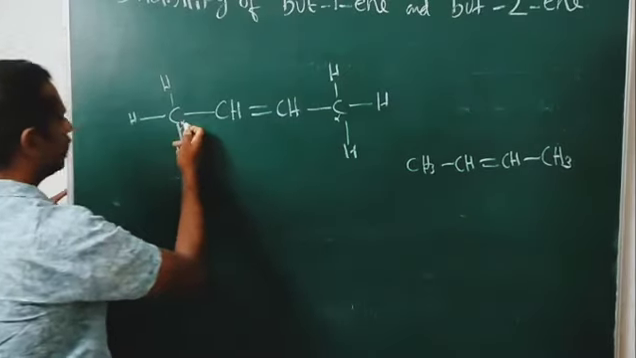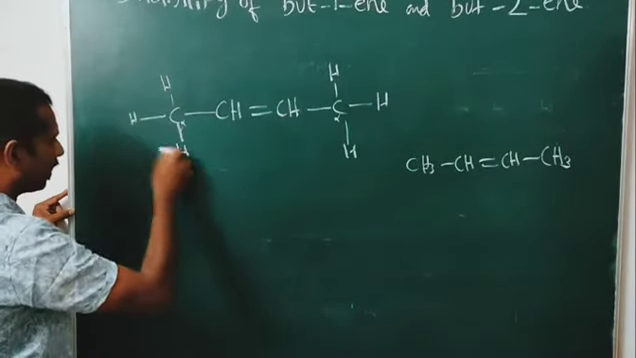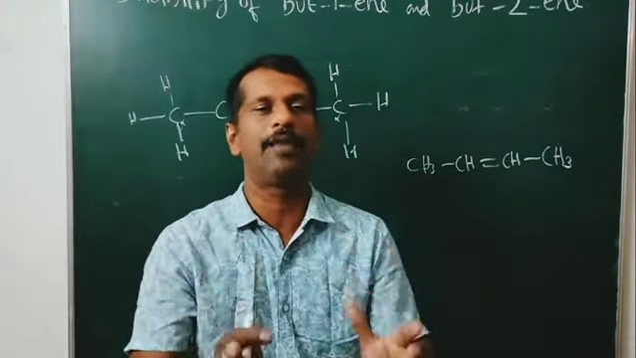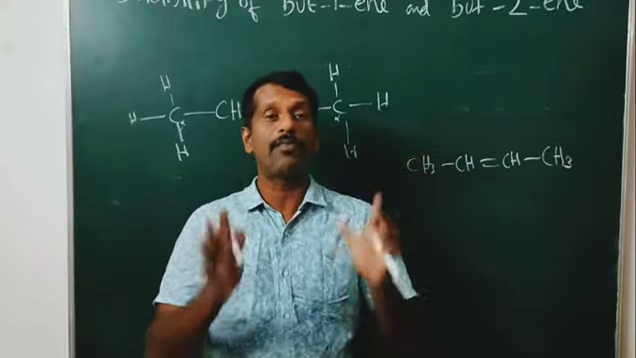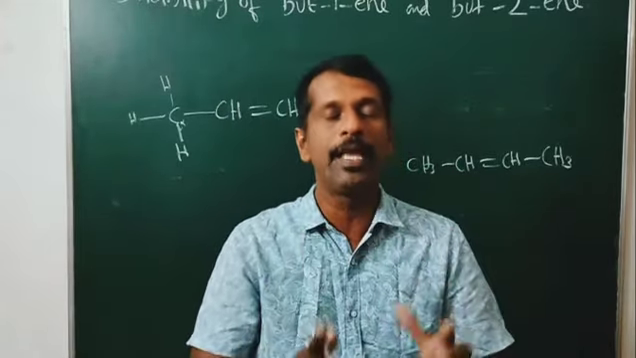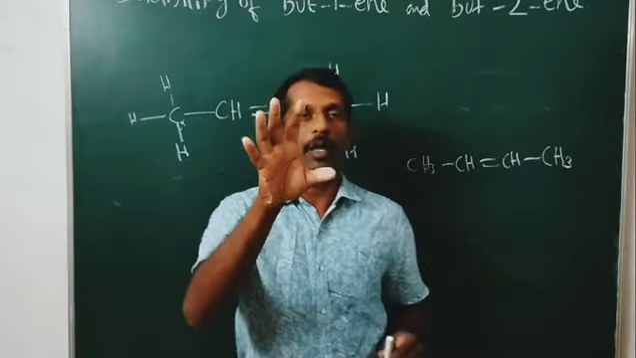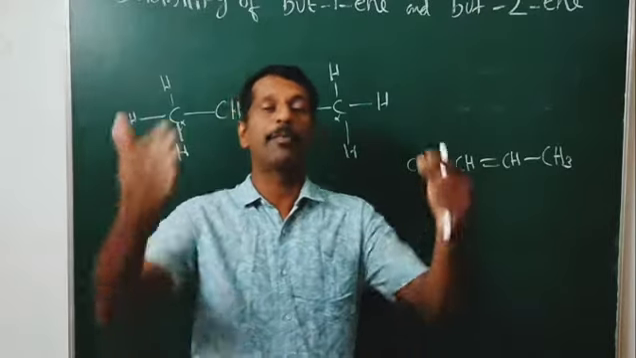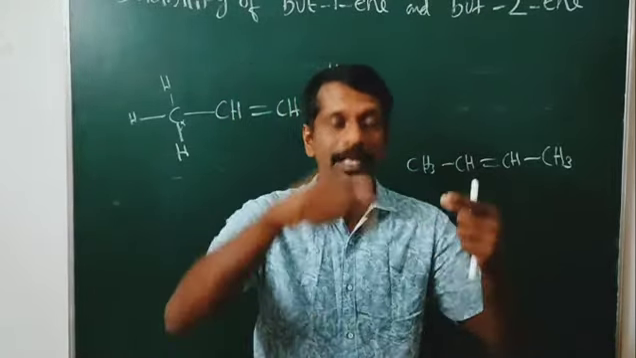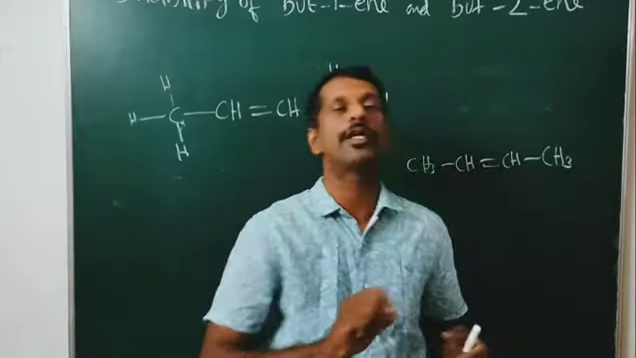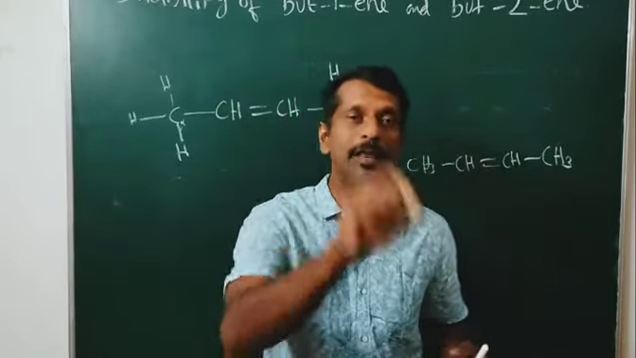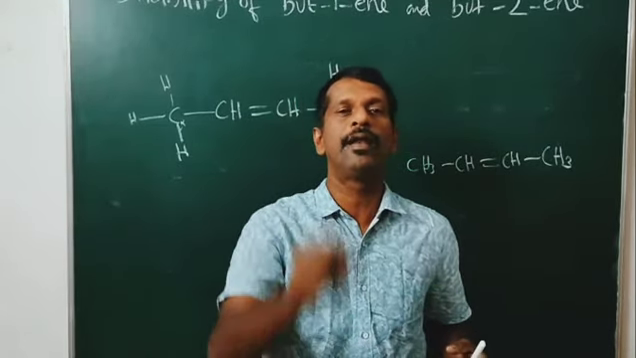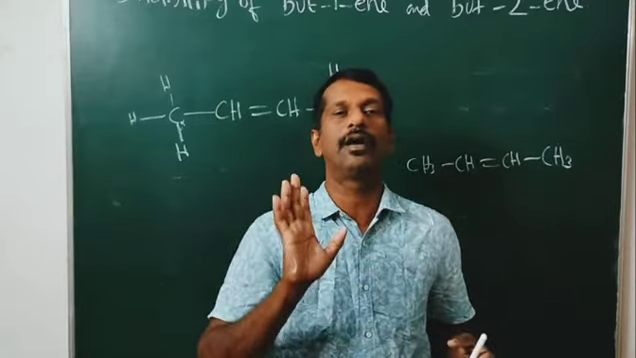And in the first alpha carbon, how many hydrogen atoms are there? 3 alpha hydrogen atoms, and this side also 3 alpha hydrogen atoms. So what is the total number of alpha hydrogen atoms present in but-2-ene? In but-2-ene there are a total of 6 alpha hydrogen atoms. Therefore, how many hyperconjugation interactions are possible? 6 hyperconjugation interactions are possible. Therefore, we can form 6 canonical forms. Therefore, but-2-ene is much more stable than but-1-ene on the basis of hyperconjugation.